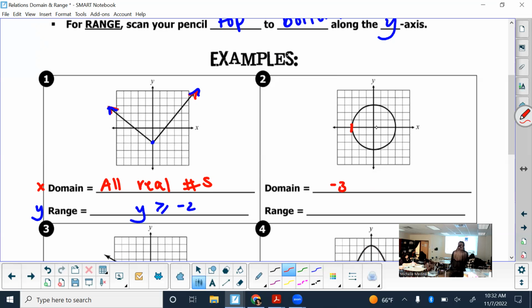Does it look like this graph goes infinitely to the right? Where does it stop at? +3. And then guess what letter we're going to use for this one? X, because it's the domain. All right, that's how I work from it. Look for any boundaries. If there's none, then it's all real numbers. If there are boundaries, and you'll never have more than two, because it either goes infinitely left, infinitely right, or both, so no more than two boundaries, then you're going to have an inequality symbol.